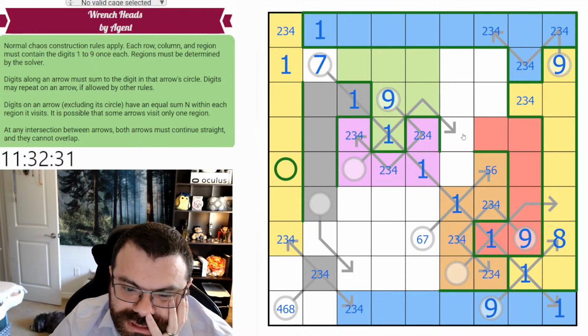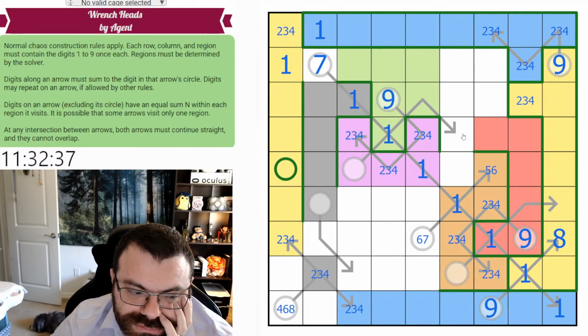Am I supposed to be seeing how that helps? So yes, there's 2 reds in column 6.